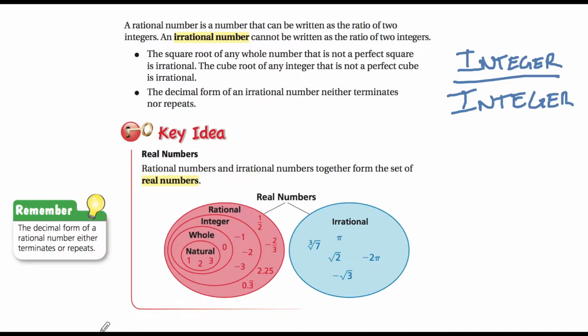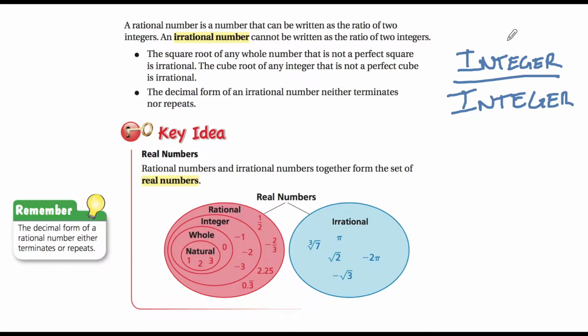Before we get to our key idea, there's a really important definition we have to go over. A rational number is a number that can be written as the ratio of two integers. An irrational number cannot be written as the ratio of two integers. All that basically means is if you can write it as a fraction, an integer over an integer, then it's a rational number.